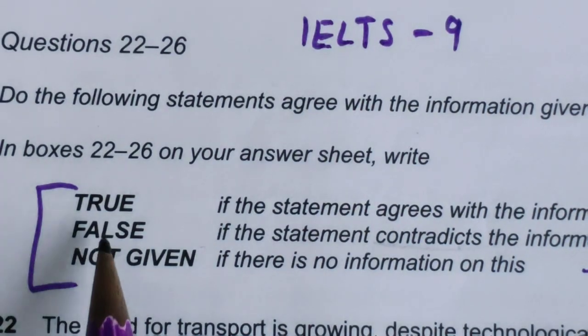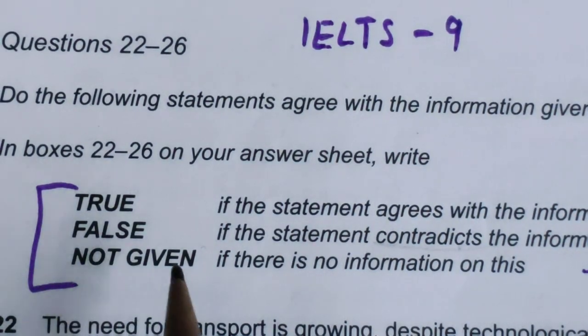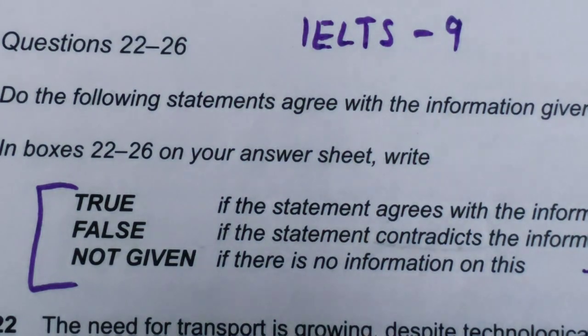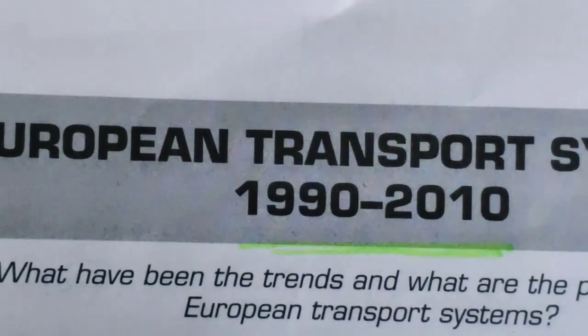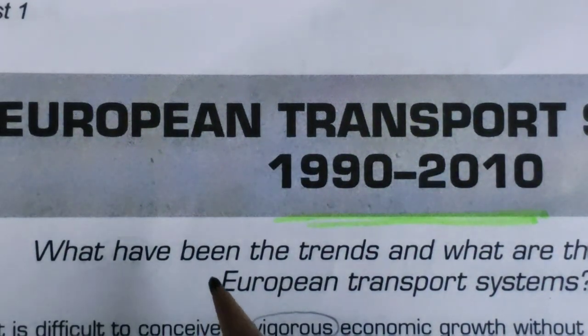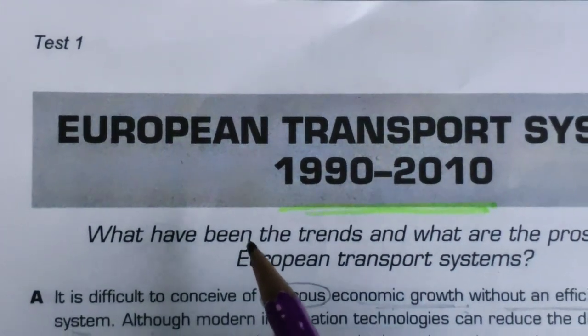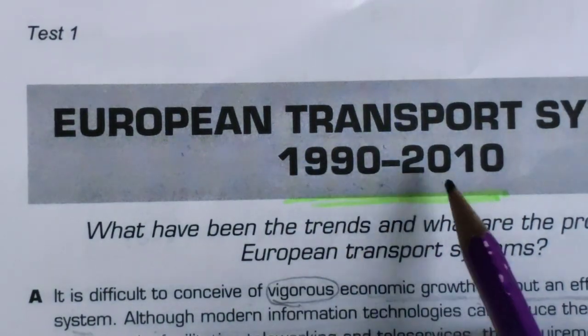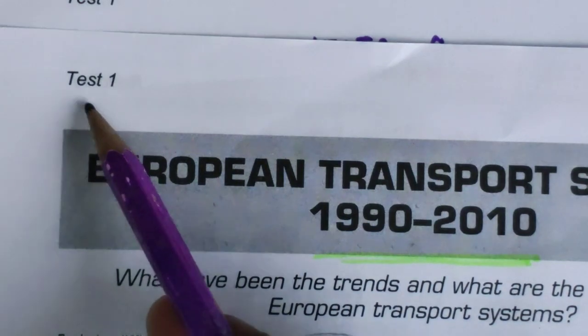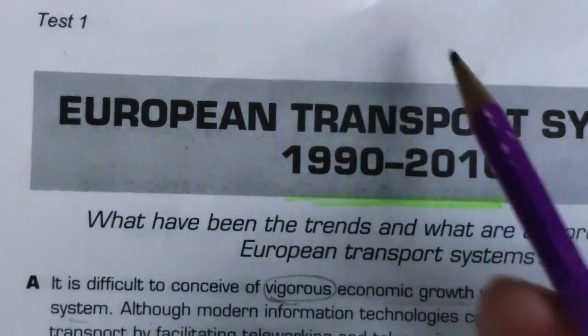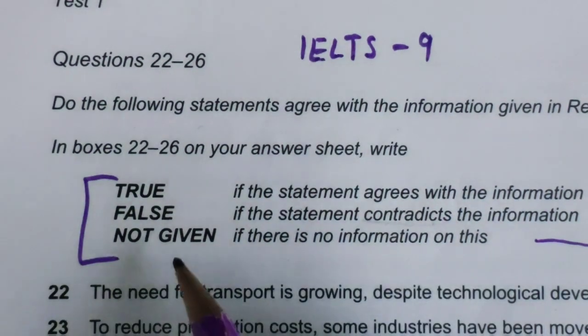So now let's do True, False, Not Given. The reading is European Transport System 1990 to 2010. This is from Test 1, and the book is IELTS 10.